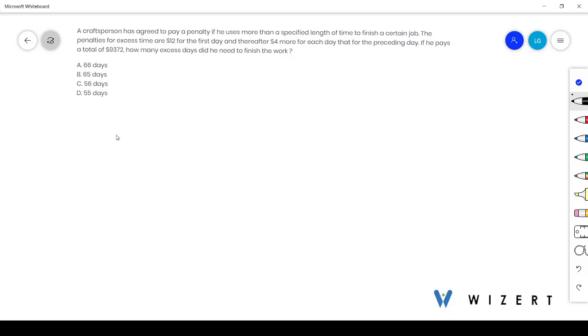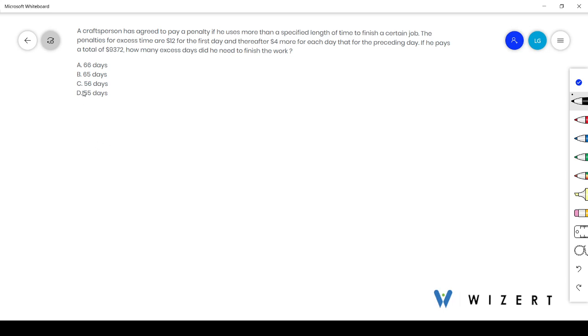Our question is: a craftsperson has agreed to pay a penalty if he uses more than a specified length of time to finish a certain job. The penalties for excess time are $12 for the first day and thereafter $4 more for each day than for the preceding day. If he pays a total of $9,372, how many excess days did he need to finish the work?